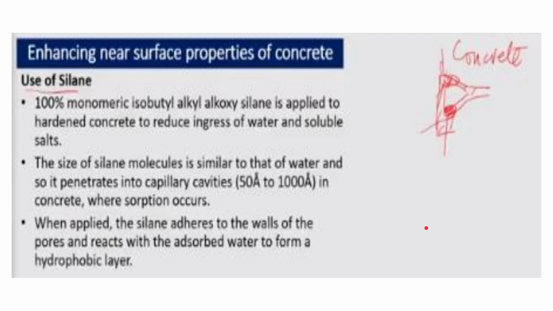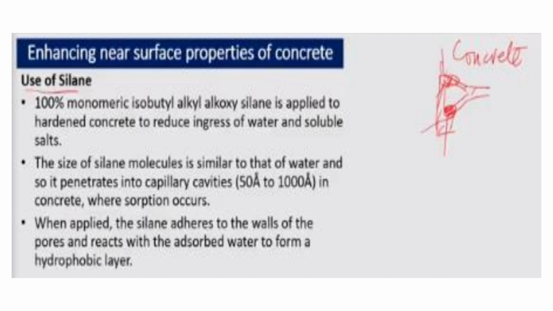So, how to enhance the surface properties of concrete? The question is now about that. There are various materials that can be used for enhancing the surface properties of concrete. One of the methods for enhancing is the use of silane.